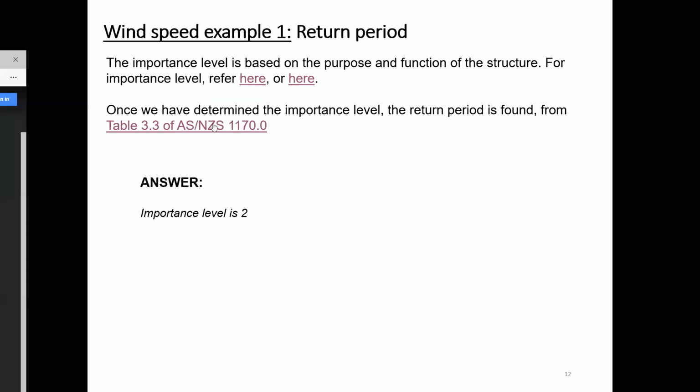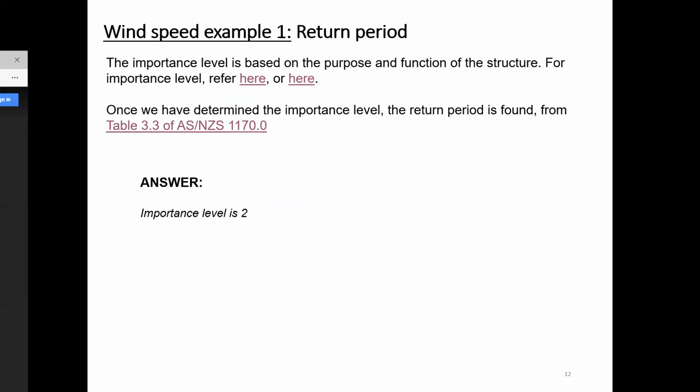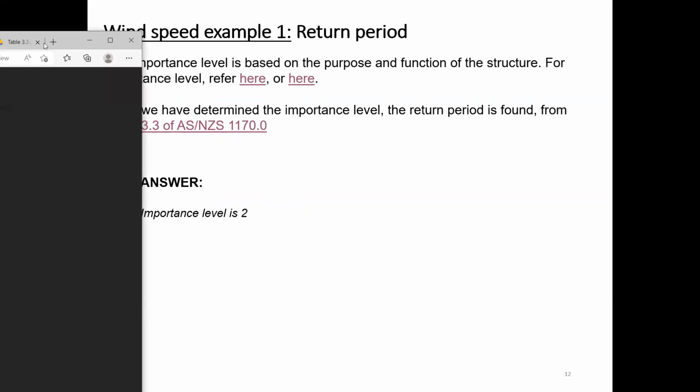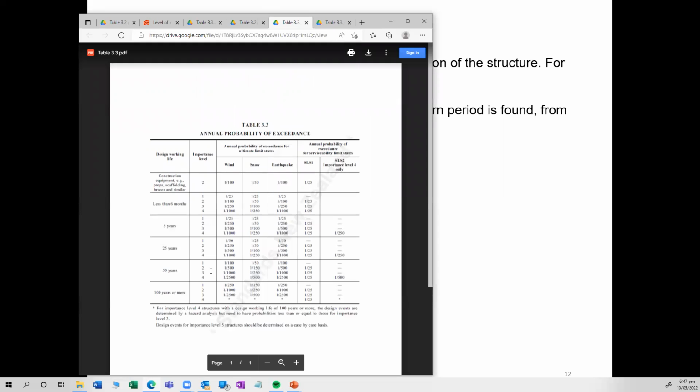And from that, it's a 50-year return period. So we find the return period. Okay, so importance level 2, return period of 50 years. So for wind, it's 1 in 500, and for ultimate limit state, 500 years, and for serviceability limit state, 25 years.